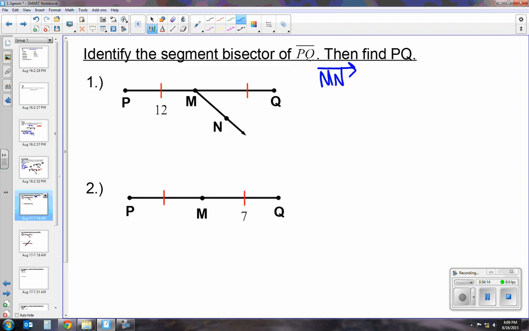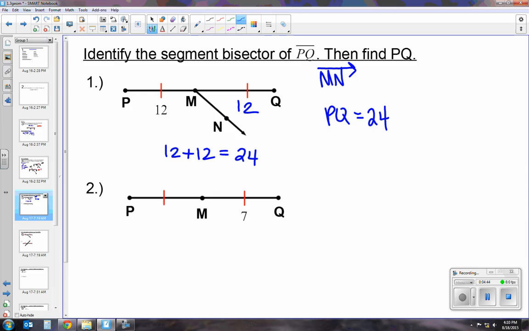Okay? The next piece is we have to find the measure of PQ. Well, if we look at this figure, we see our two red dashes, and our two red dashes tell us that those two segments are equal. So if PM is 12, then MQ is 12. And using our segment addition postulate, we can add those two pieces together and get 24. So PQ is 24. Okay? So we can do the same thing for number 2.